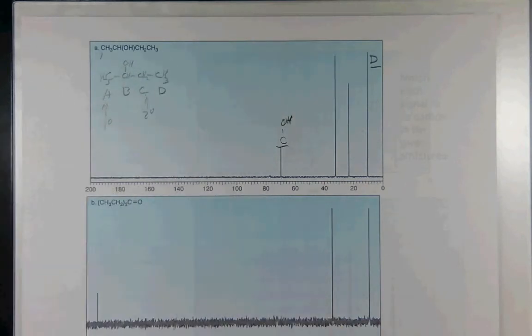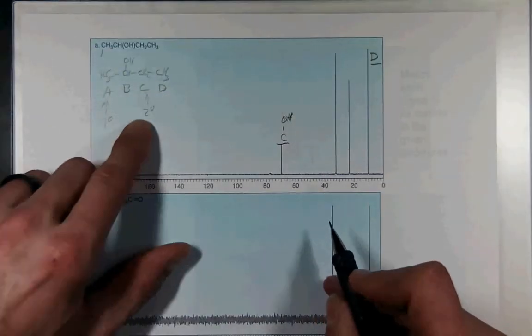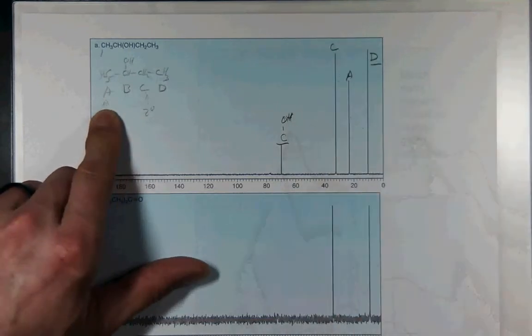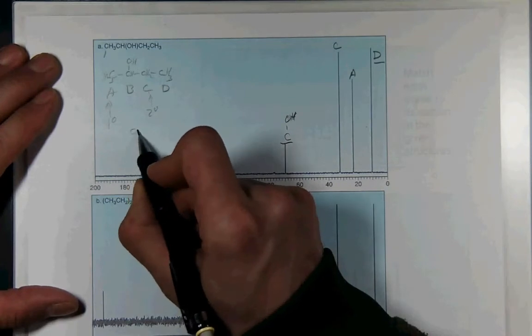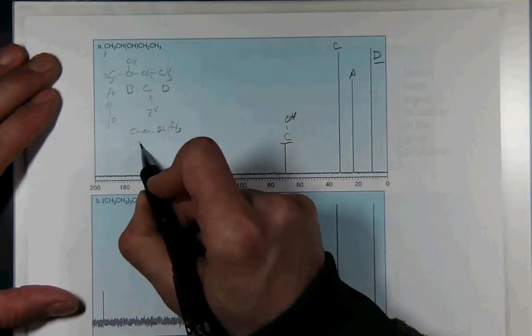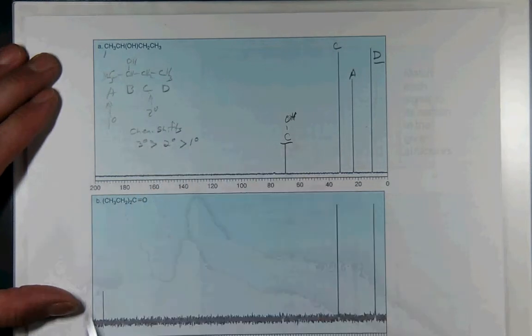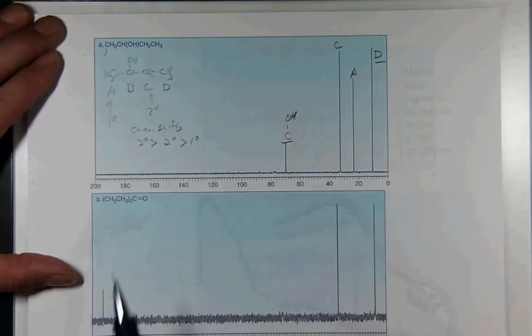Well, they don't tell you that, and they don't give you that information here, but it would be the secondary absorbs further downfield. So this would be C, and this would be A. Okay, so chemical shifts increase: tertiary is greater than secondary, greater than primary. So downfield, upfield.